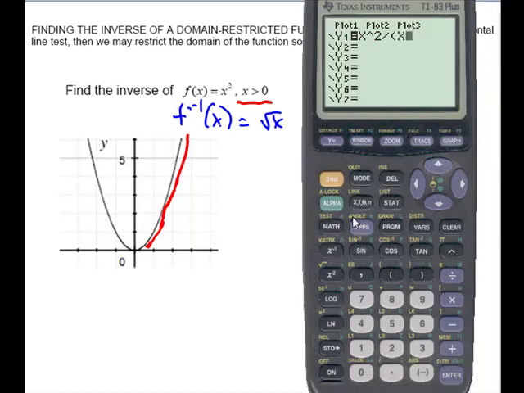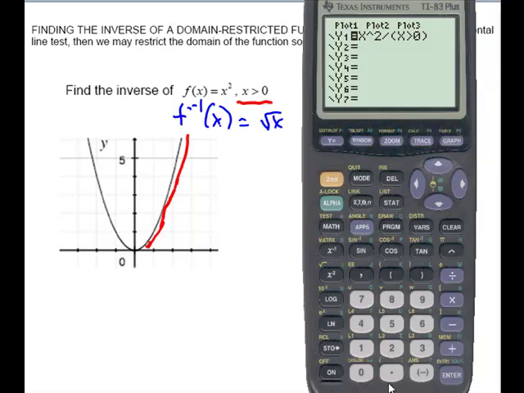So x, and remember it's under the test button, so you're going to do second and math to get to the logic symbols, and you want greater than. So number 3 is greater than 0. Close your parentheses, and I can tell it to graph. So I should only get this half. That's what I'm getting.